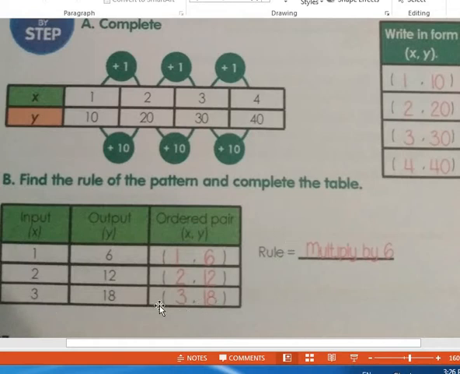The rule here, what should we do? I multiply by 6. 1 times 6, 6. 2 times 6, 12. 3 times 6, 18. So the rule is to multiply by 6. Here I multiplied 1 times 6 equals 6, 2 times 6 equals 12, 3 times 6 equals 18.